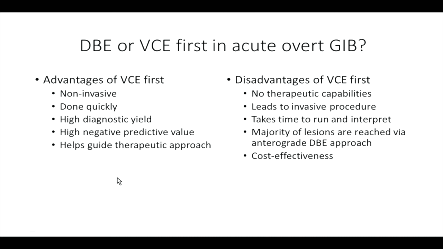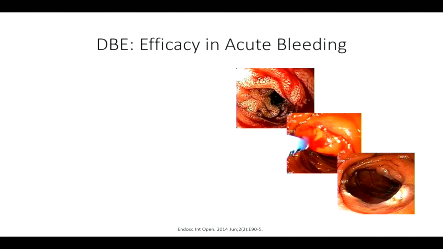And in terms of guiding therapeutic approaches, the majority of lesions on capsules are actually found in the proximal small bowel, so the anterograde approach will be the chosen approach most of the time. And of course, you're adding another test, which increases the cost.